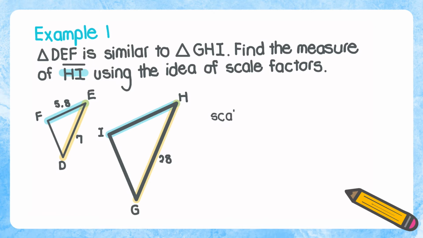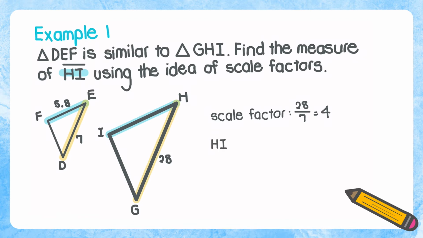So here we're going to be using the idea of scale factors. As we discussed in the previous lesson, to find the scale factor, you put the corresponding side of the second triangle over the corresponding side of the first triangle. So in this case, it's 28 over 7, which simplifies to 4. So our scale factor to go from triangle DEF to GHI is 4. So the size is quadrupling.